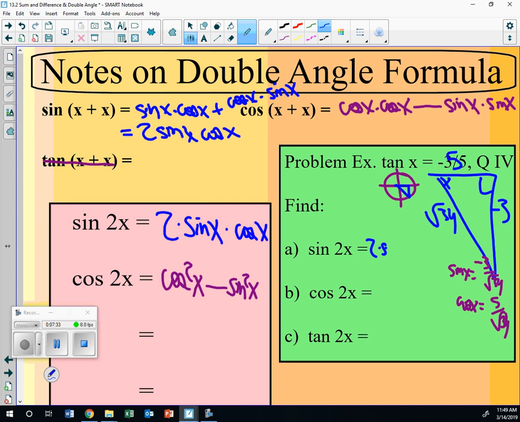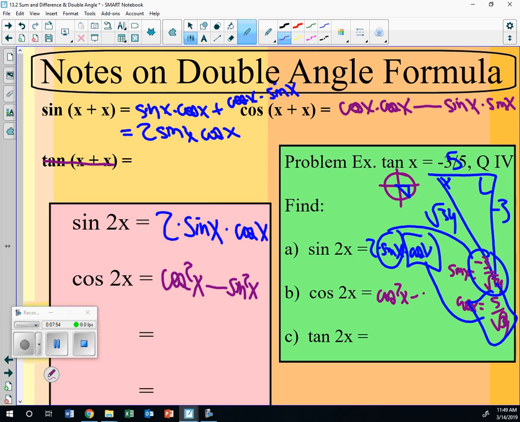Sine 2x is 2 sine x cosine x. You just plug these in. Here is this, here is that. When you multiply that out, I think you get negative 30/34, something like that. Then you do the same thing for cosine 2x, cosine squared x minus sine squared x. Once you have those sine and cosine values, you just plug those in. That one's going to be 25 minus 9, 16/34. That's what that one's going to be.